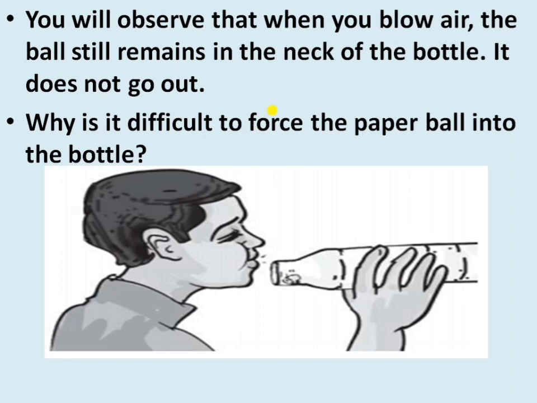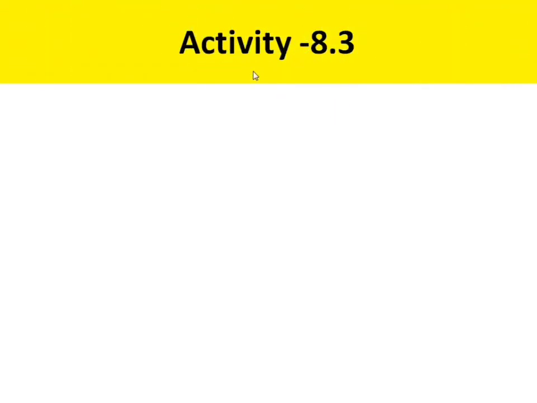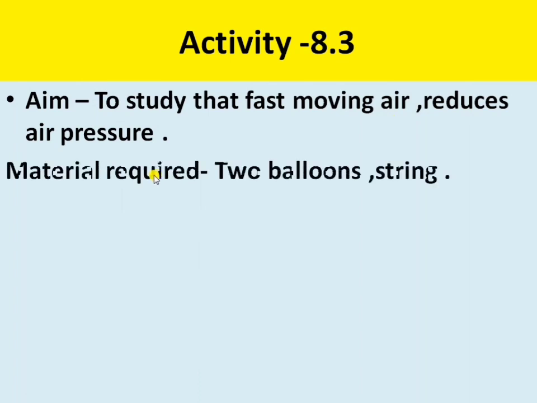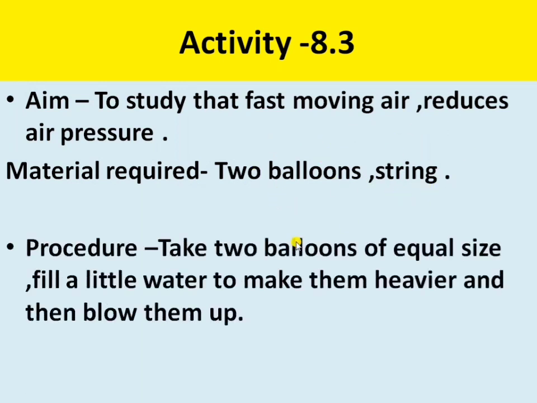Next, moving on to activity number 3, that is activity 8.3. The aim is to study that fast moving air reduces air pressure. The materials required to perform this activity are 2 balloons and a string. The procedure is to take two balloons of equal size, fill a little water in them to make them heavier and then blow them up.